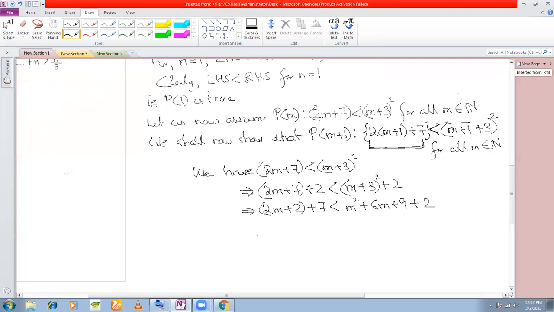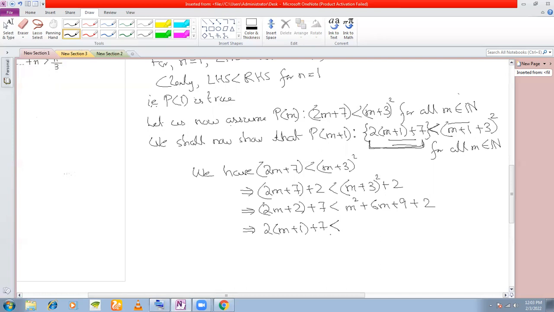And you have a plus 2, right? So what are we getting here? 2m. You can take 2 common here. Twice m plus 1 plus 7. So now see, have we got this here? Yes, left hand side is got. Only thing is we have to show that this is less than the right hand side.